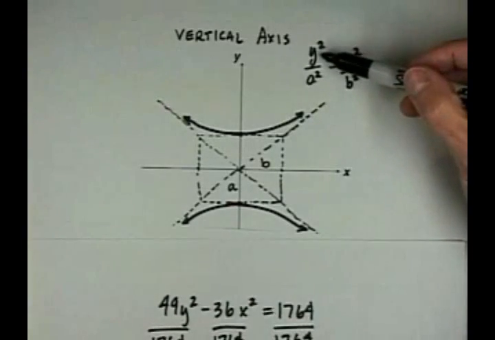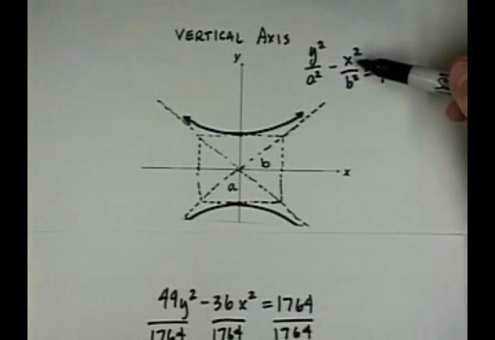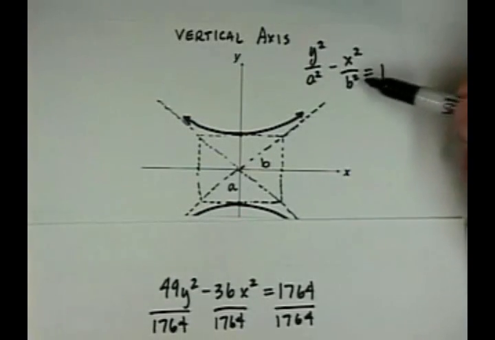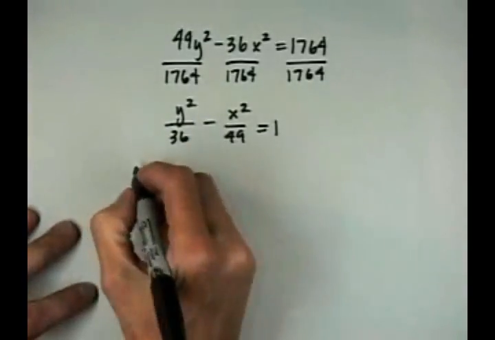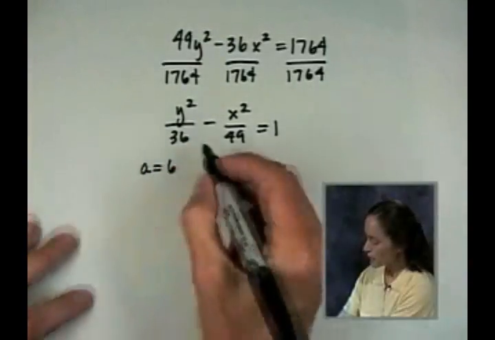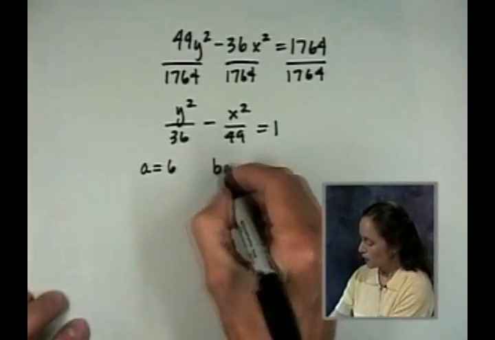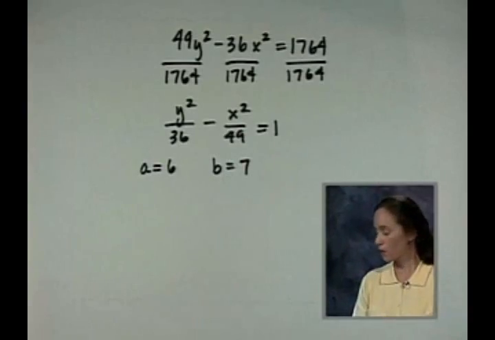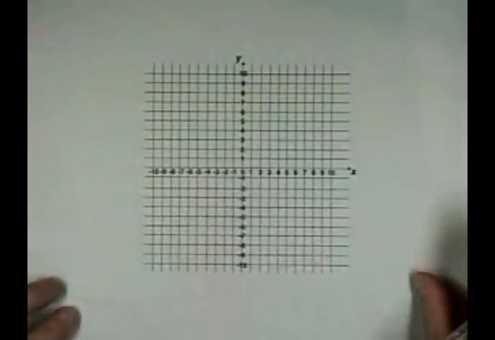Notice that y squared is first minus x squared. That means that the denominator under y is a squared, under x is b squared. We can identify then a as 6, the square root of 36, and b as 7. Let's sketch a graph of this hyperbola. It has a vertical axis, keep that in mind.